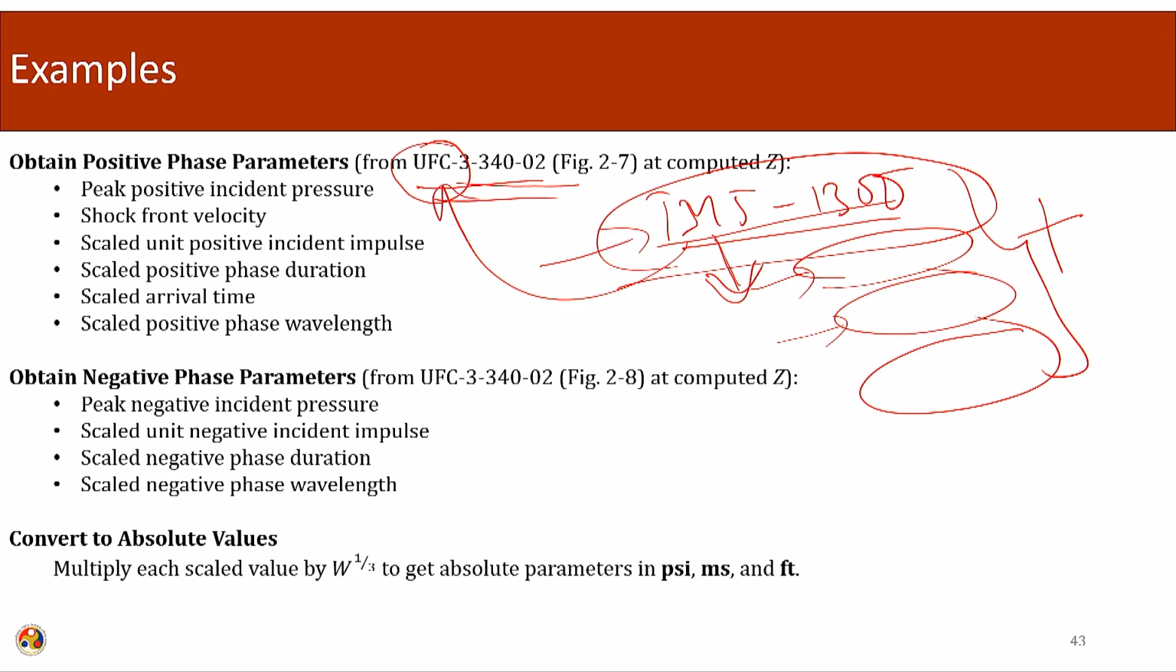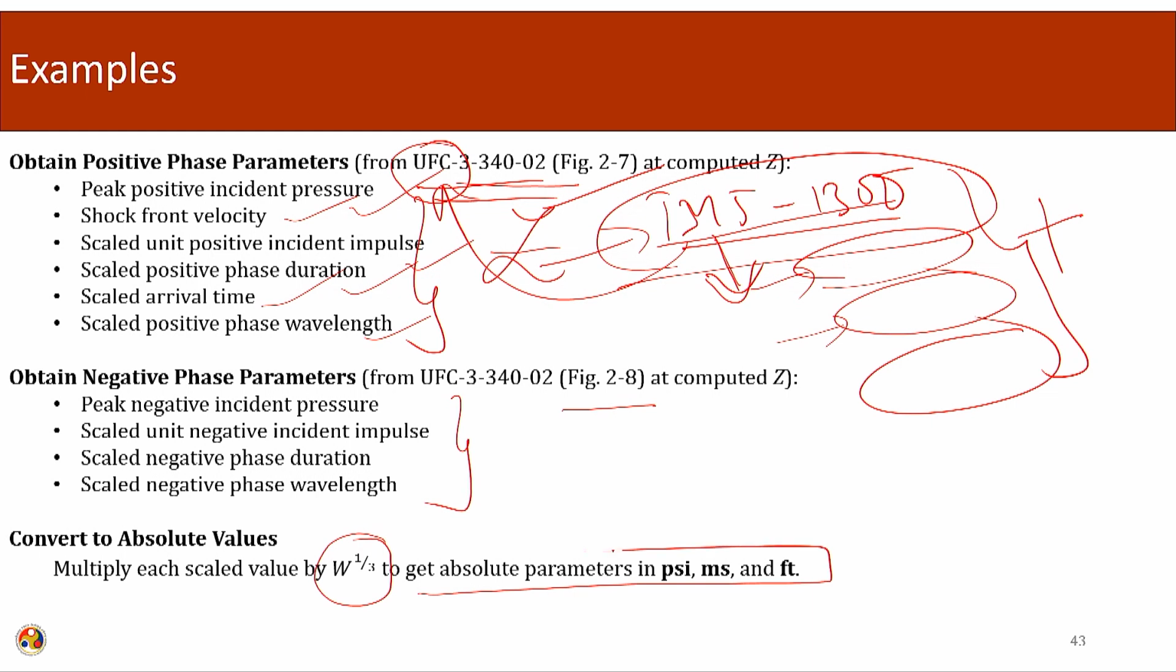Once we have obtained the parameter Z, from Z using any of the graphs we can obtain the peak positive incident pressure, shock front velocity, scaled unit positive incident impulse, positive phase duration, arrival time, and wavelength. Similarly, from figure 2.7 we will get the positive quantities, and from figure 2.8 we will get the negative quantities. Then we multiply the scaled value by the weight to get the absolute parameters in terms of pounds per square inch, milliseconds and feet. This is the approach that we will follow for each example.